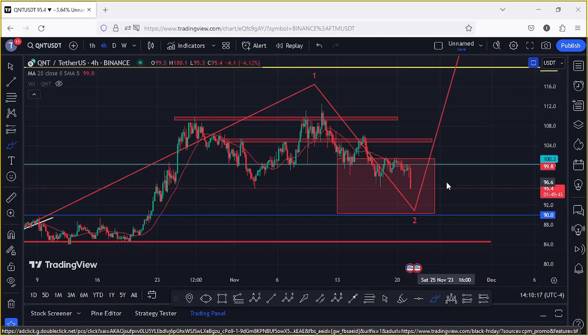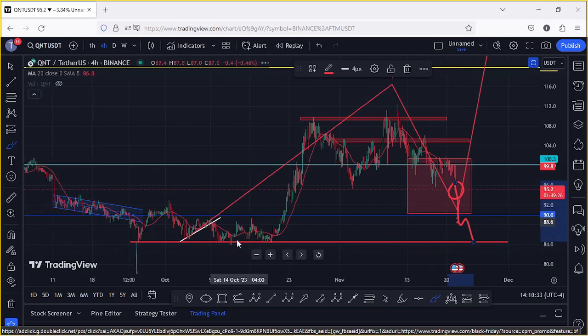So for now, we have to continue expecting further pullback into this target area over here, and we need to continue holding above the $90 mark, because if by any chance we lose the $90 mark, there are chances that we can easily see a reset of the lows that we made at around the $84.5 mark.